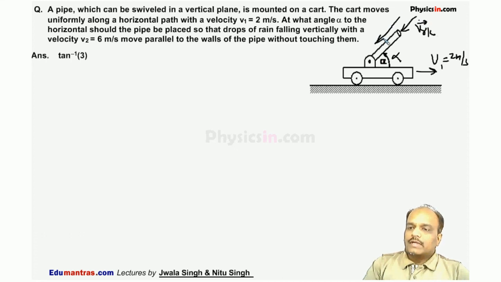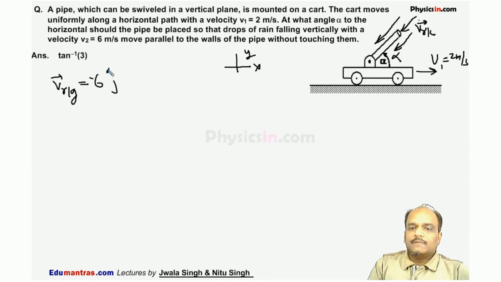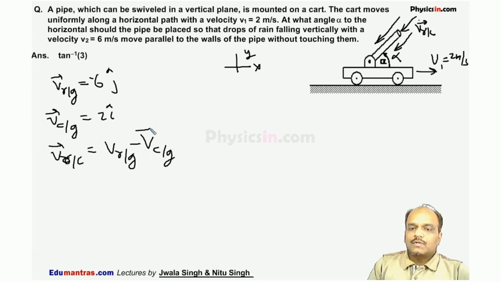So rain is falling like this. This rain is parallel to this tube, meaning the rain is coming at this angle. Now we can see the velocity of the rain with respect to ground is given. This is our x-axis and y-axis. The velocity of rain with respect to ground is minus 6 j cap. The velocity of car with respect to ground is equal to 2 i cap. So the velocity of rain with respect to cart is equal to the velocity of rain with respect to ground minus the velocity of cart with respect to ground.